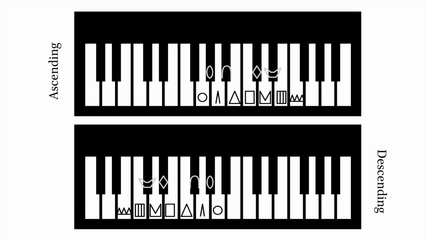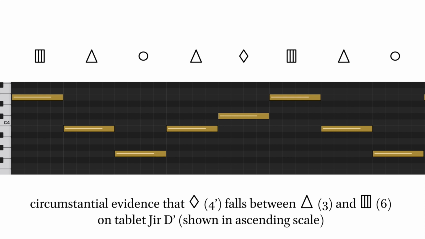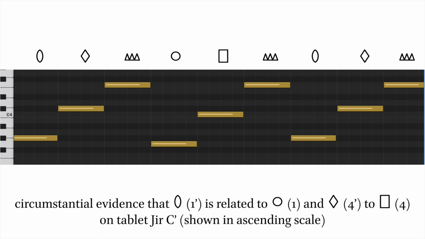This is a segment of tablet D that has been visualized in a MIDI tracker so that you can very clearly see the gentle curve of the melody here, a very regular curve. So this shows that 4 prime fitting neatly between 3 and 6 does look correct. Here's a little more circumstantial evidence. This is from the end of tablet C. It goes 1 prime, 4 prime, 7, 1, 4, 7, 1 prime, 4 prime, 7. And if you assume that 1 prime and 4 prime come after 1 and 4, then it makes a very clear pattern. Okay, but what about the dot variant?